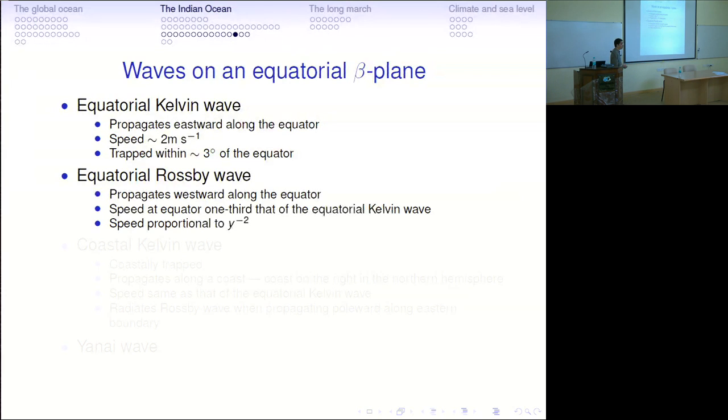Its speed is proportional to 1 by y squared, where y is the distance from the equator along a meridian. So at the equator, the Rossby wave would have a speed of something like 60 centimeters per second. But if you come to Cochin, which is 10 degrees north roughly, you find that the Rossby wave speed is already down to 3 centimeters per second. So it's a very slow moving wave. It's going to take a long time to cross the basin. And if you go to 30 degrees north, 1/10 of that, 1 centimeter per second. Imagine the time it's going to take to cross the entire Pacific.